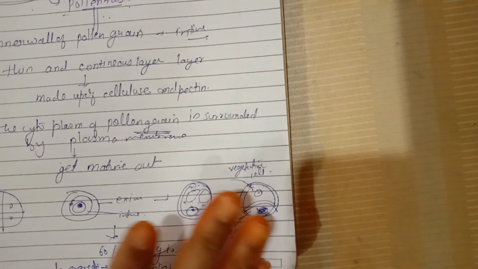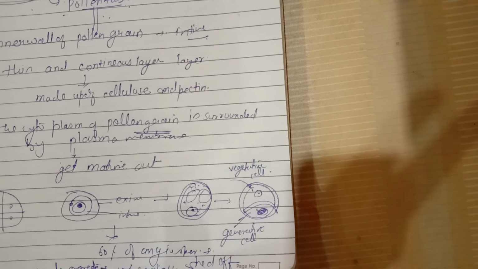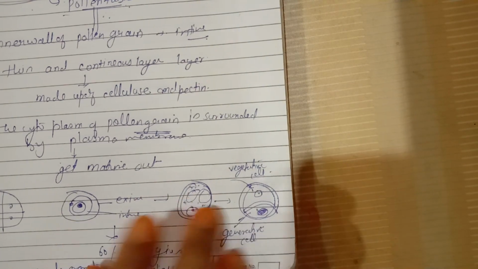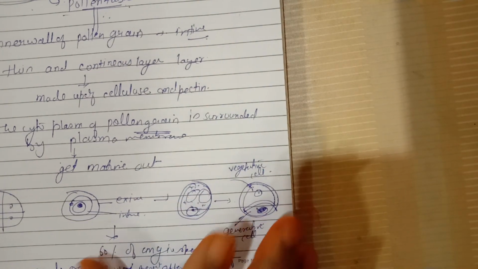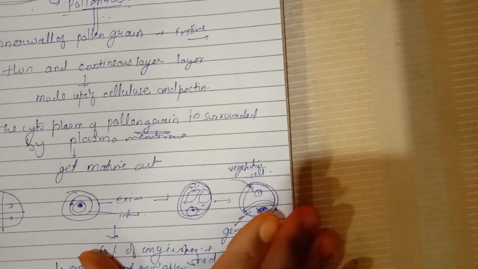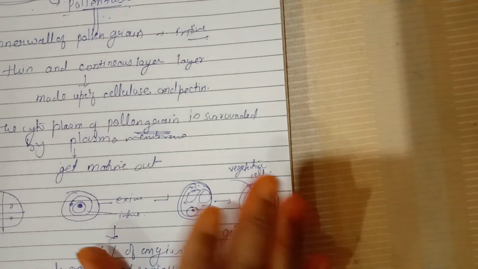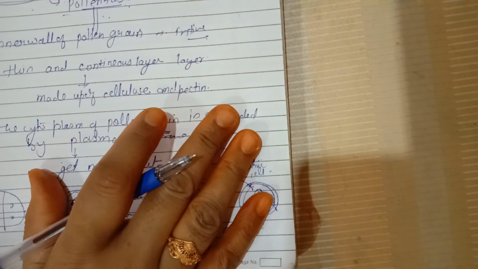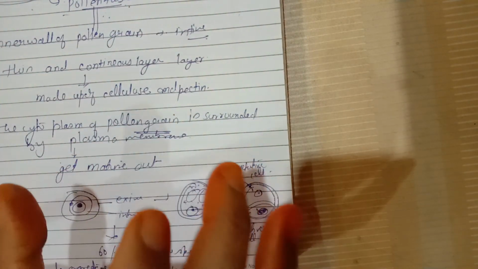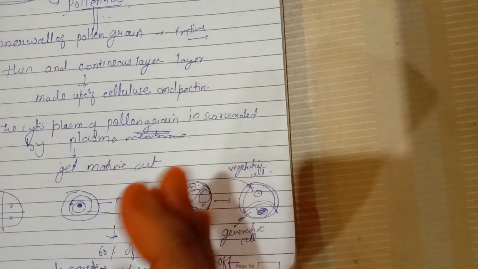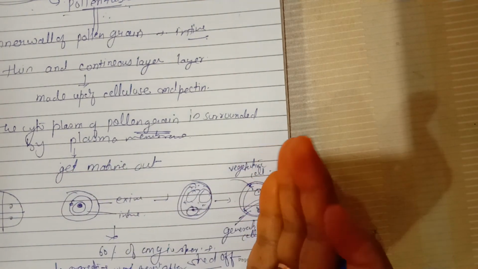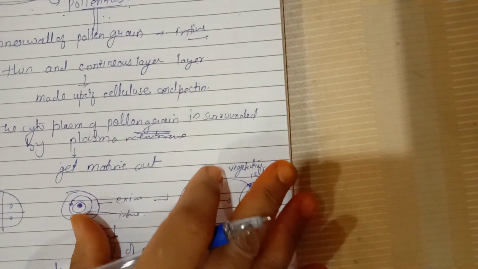Now after the 3-celled stage, the 2 male gametes are formed. These male gametes reach the ovary of the female, and there they develop into a zygote and then the embryo, so that the formation of a new plant takes place.